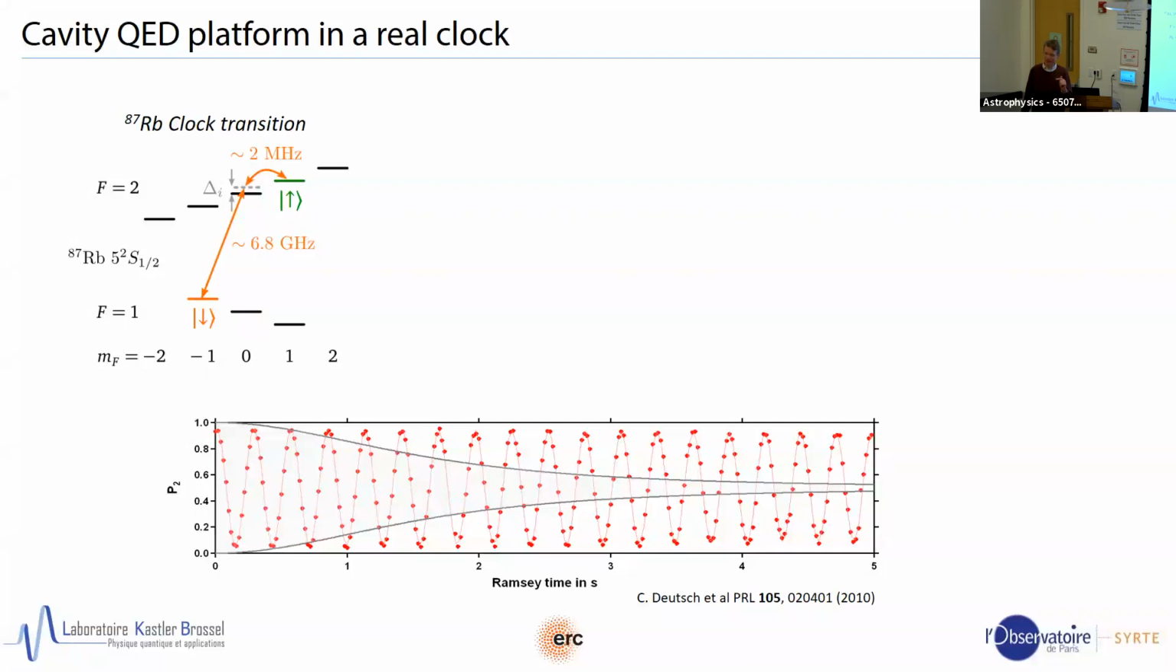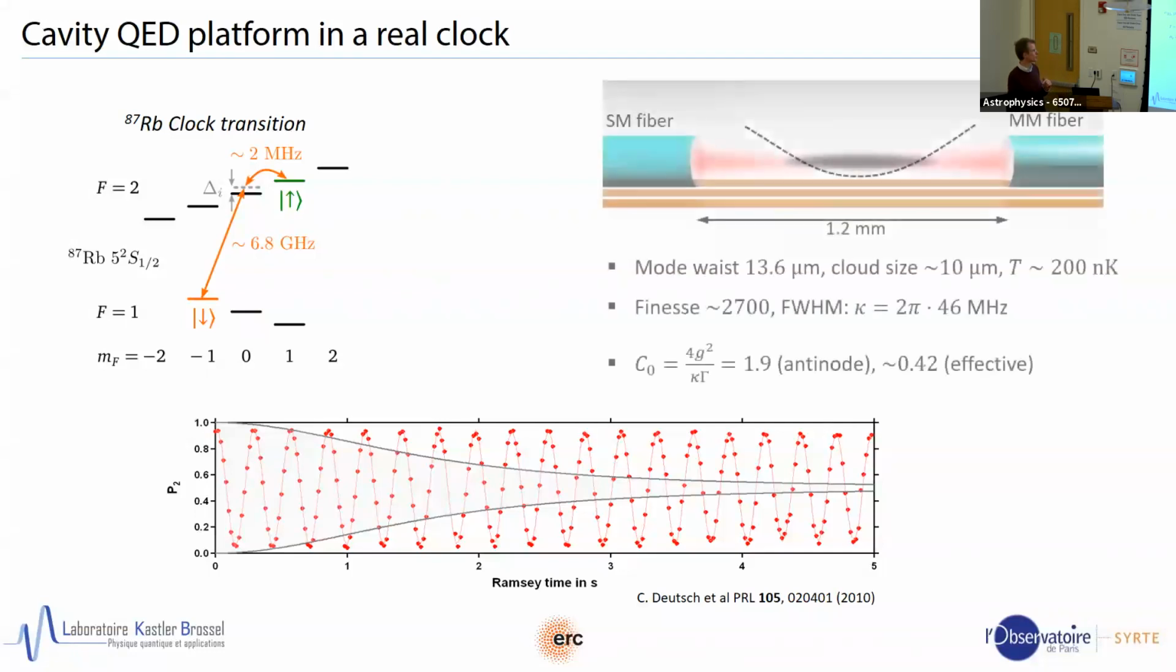And this coherence actually comes from interaction between the atoms. I'll say just two more words about that in a minute. But what we are doing now is to add to this established system our cavity with these parameters here in order to create spin squeezing, as I briefly discussed before.